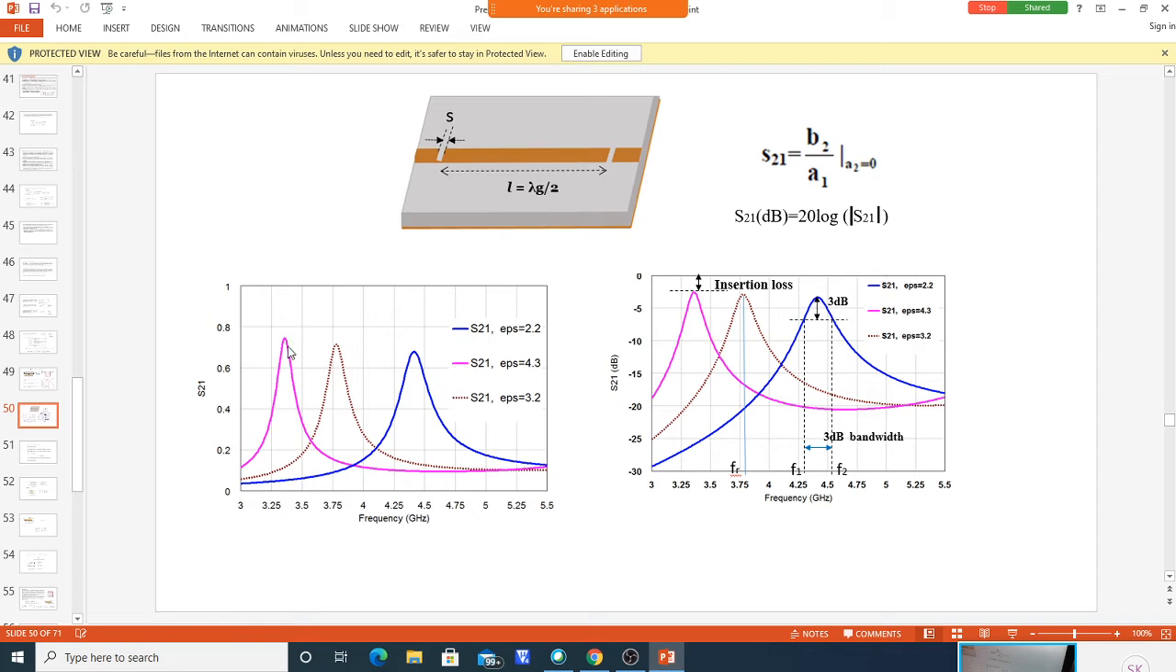So output power, output voltage, that means here B1 is 0.75 times A1. Similarly this one, around here, 0.7 times A1. That is the meaning here. So what does it say here? For different values of epsilon we plotted here. Different values of epsilon: 2.2, 4.3, and 3.2.